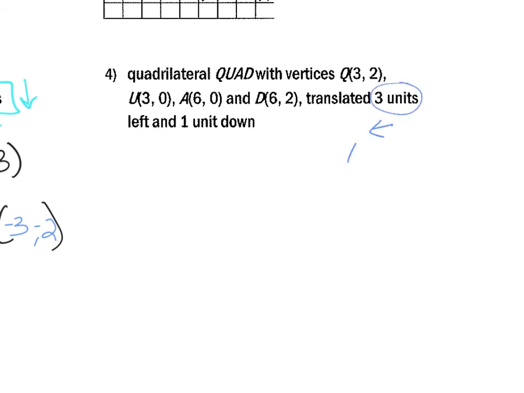Then number 4, same thing, it's translated 3 units to the left. So since we're going to the left, that's our x value. Since we're going to the left, those are our negative numbers, so it would be x minus 3. So our (x, y) is translated x minus 3, and then 1 unit down. So that's our y value. And if we're going down, that's our negative y. So y minus 1.